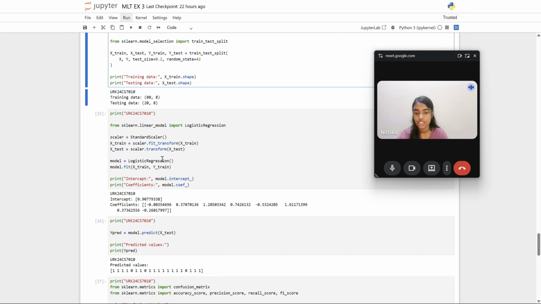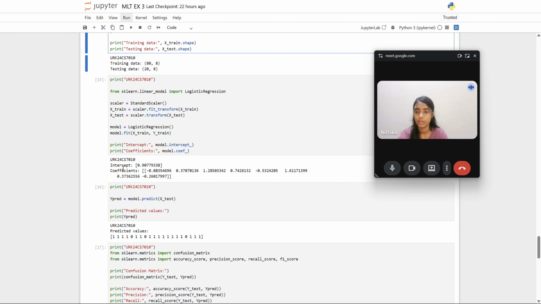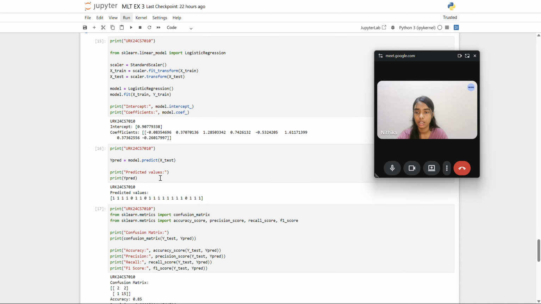Then LogisticRegression creates the classification model. Fit is used to train the model and learns the coefficients and intercepts. This is the output for intercepts and coefficients.